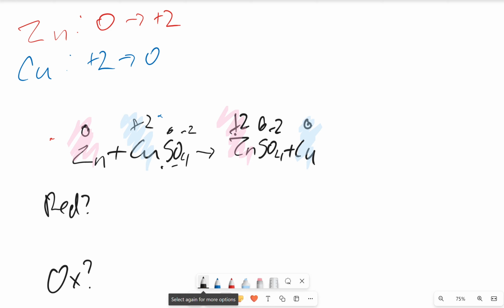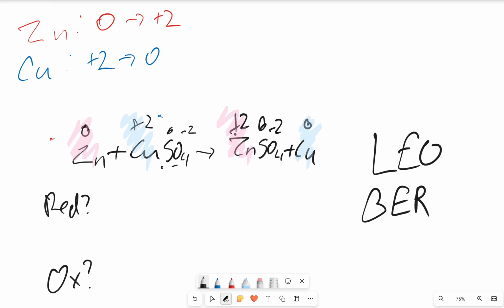Okay, now we've got to figure out what's being reduced and what's being oxidized. Seems really hard, but it's surprisingly simple. So we remember our mnemonic, LEO the lion says GER, or if you hate the environment, OIL RIG, or whatever you want, I guess. My way's the best way, probably. But yeah, no, it's just whatever is nice. Losing electrons is oxidation.